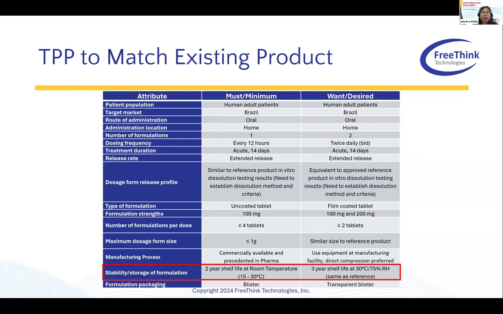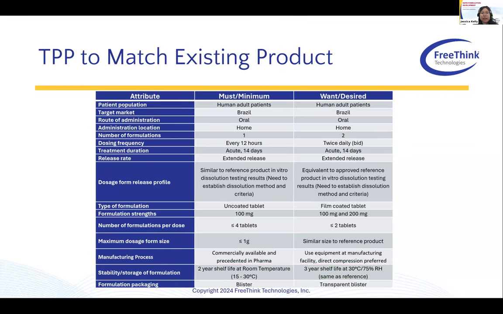So for the stability and storage of the formulation requirement, it's important to keep in mind what country the product will be approved in. So in this case, Brazil has special zone requirements that would inform what the stability requirements should be for the product.